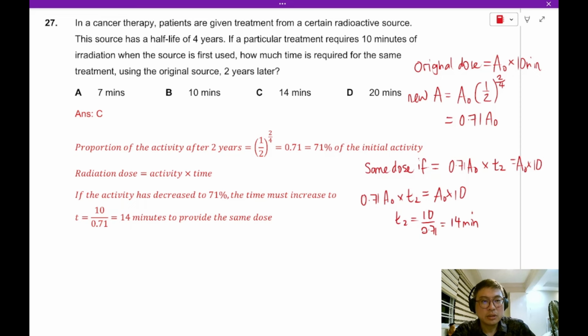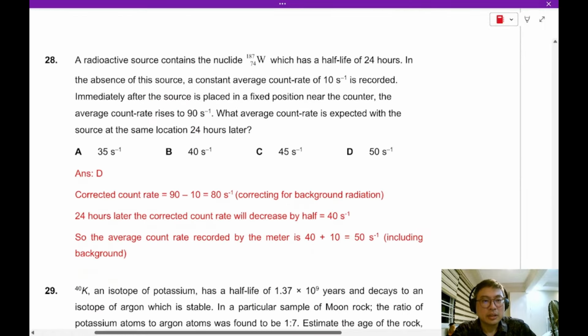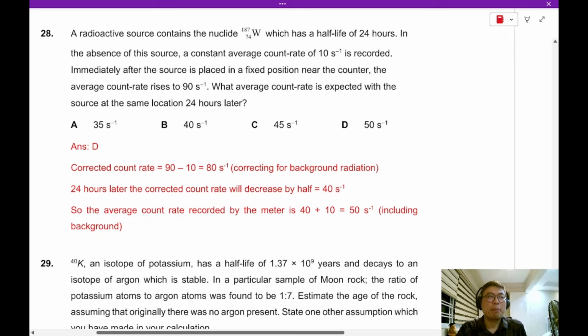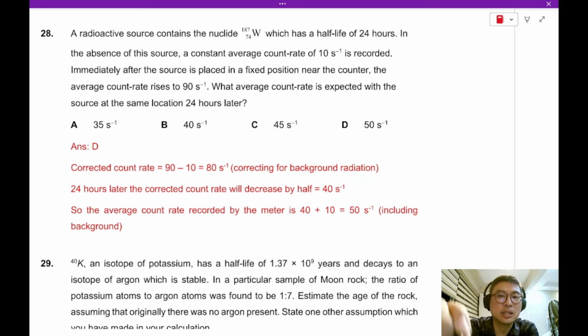Now, next question, question 28. This question is about background radiation. A radioactive source contains nuclei of tungsten-187, which has a half-life of 24 hours. In the absence of this source, a constant count rate of 10 per second is recorded. This is the background radiation. Immediately after the source is placed in a fixed position near the counter, the average count rate rises to 90 per second. This is the count rate. What average count rate is expected with the source at the same location 24 hours later, i.e.